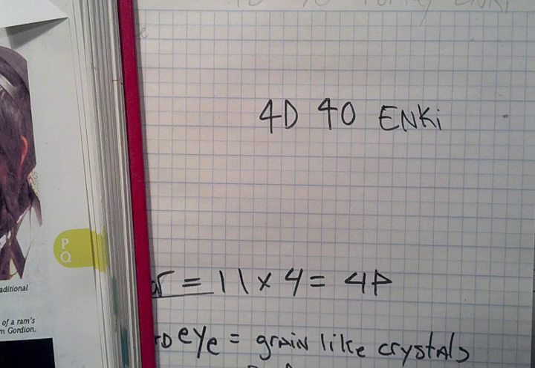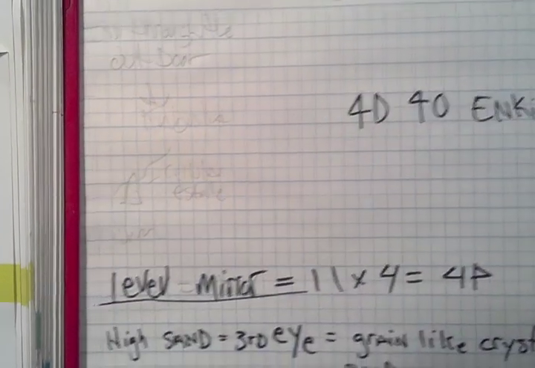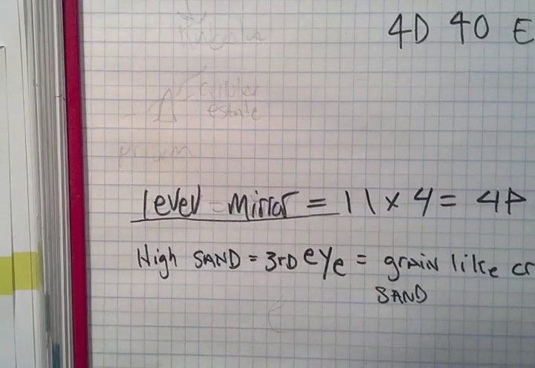40 days, 40 nights, 40 years in the desert. And of course, Moses was lifting up that serpent staff, that rod, the caduceus. All right? So that should be pretty relative right there. And we've already talked about the high sand, third eye, green like crystals, sand.